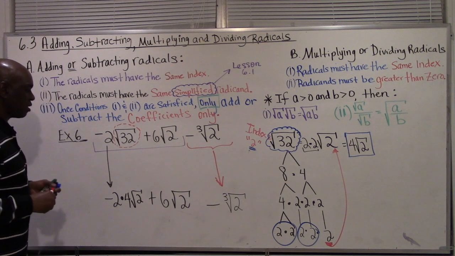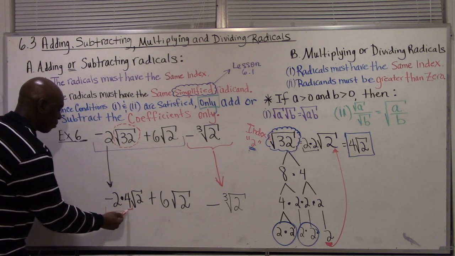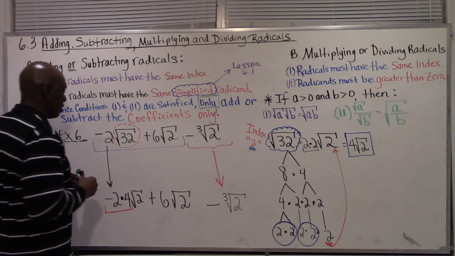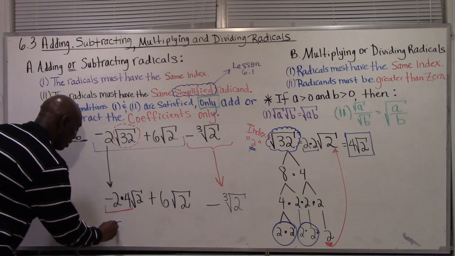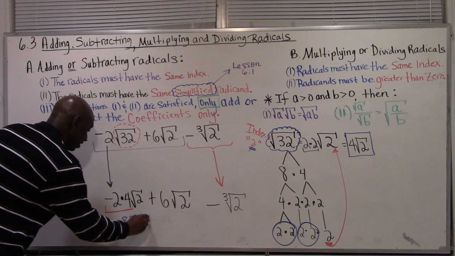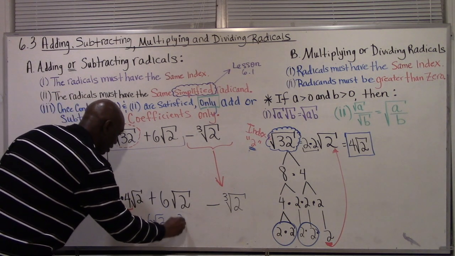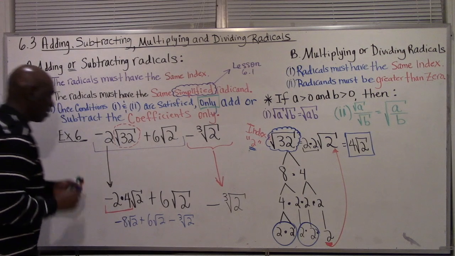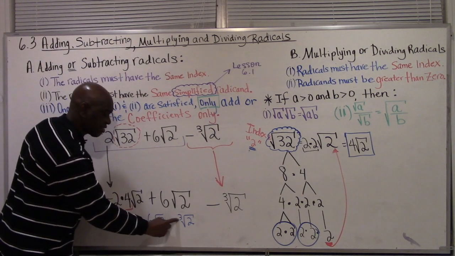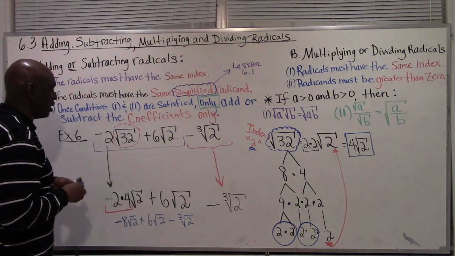Okay? Does anybody have any idea what negative 2 times 4 is? Negative 2 times 4 is negative 8. So we have negative 8 square root of 2 plus 6 square root of 2 minus the cube root of 2. Again, do not include this one because the index is different. So we only can include these two.